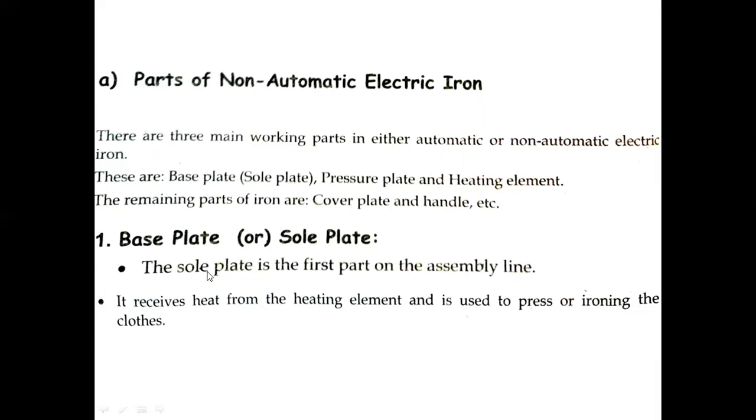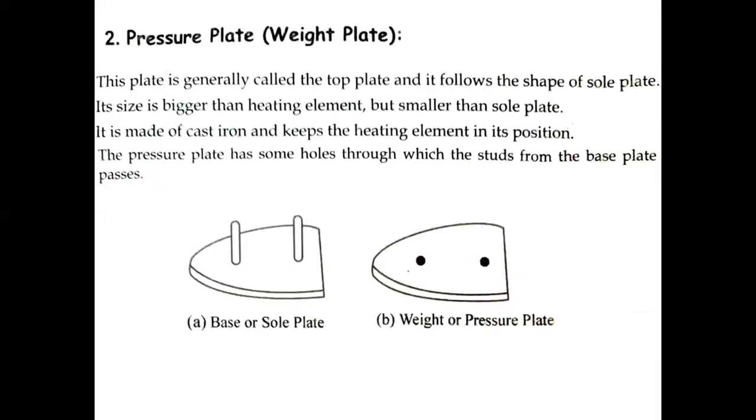So the base plate, or sole plate, is the first part on the assembly line. Okay, this is the base or sole plate. It receives the heat from the heating element and is used to press the clothes. This base plate is used to press the clothes. It receives the heat from the heating element.